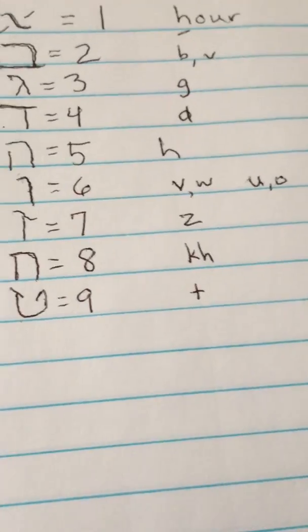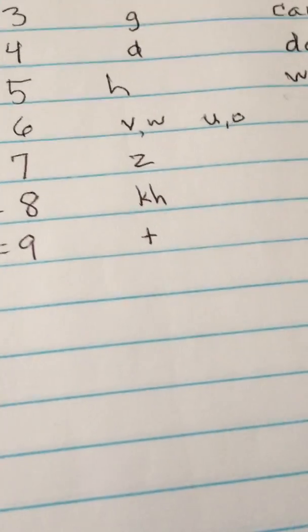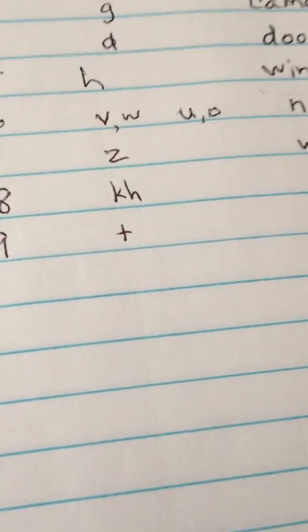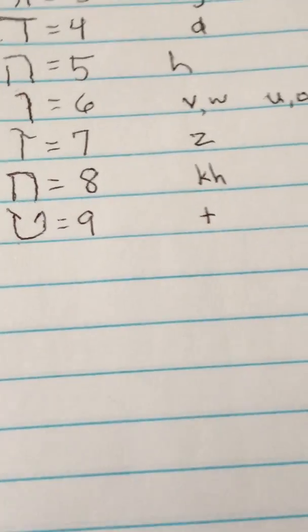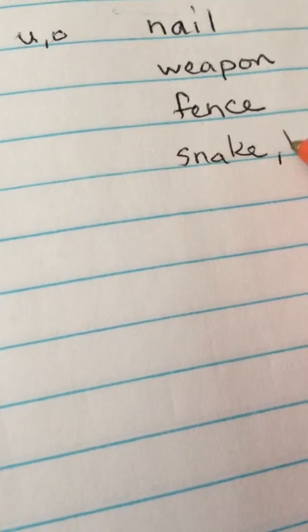There seems to be some... I wish I could have found an actual Hebrew source for this, because there seems to be some differing opinions about what Tet is, and I tried to look it up independently, and I couldn't find anything at all. These guys are saying that it's a snake. I've also heard basket.